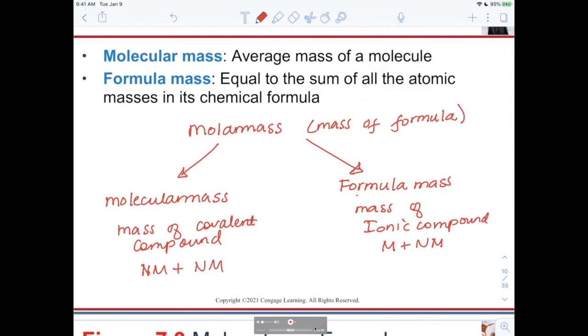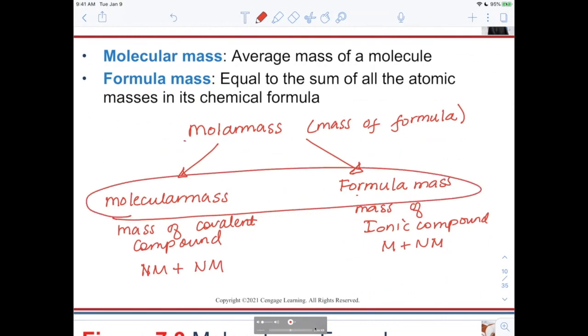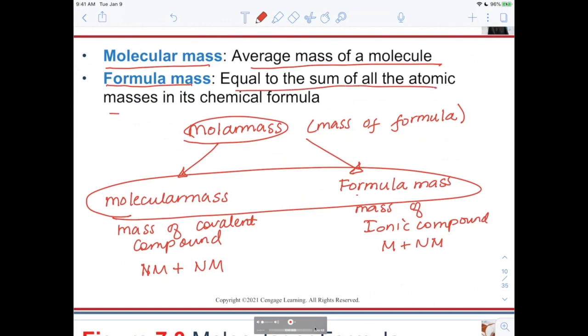Okay? So when you see either of these two bottom ones, it's okay to use this top word if you want to. I have seen books use these three words interchangeably. All they want really is the mass of the compound. Okay? So we're told here molecular mass is the average mass of the molecule. Formula mass is equal to the sum of all the atomic masses in its chemical formula. So what we're looking at is just the mass of the elements within the formula. What is the mass of the formula provided?